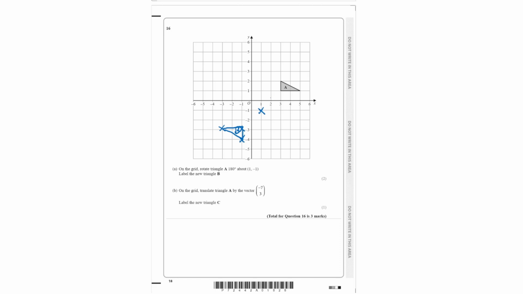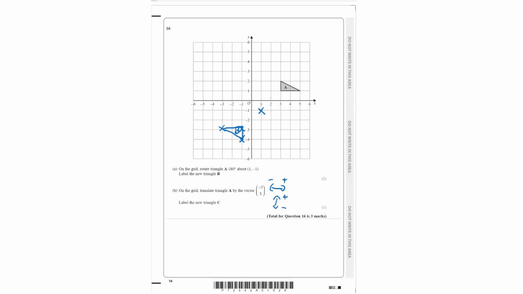On the grid, translate triangle A by the vector -7, 3. Label the new triangle C. Now, when dealing with vectors, the top number deals with the horizontal and the bottom number deals with the vertical. Being that if it moves to the left, it's negative. If it moves to the right, it's positive. If it moves up, it's positive. If it moves down, it's negative.